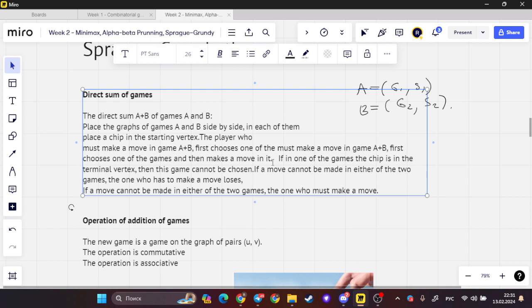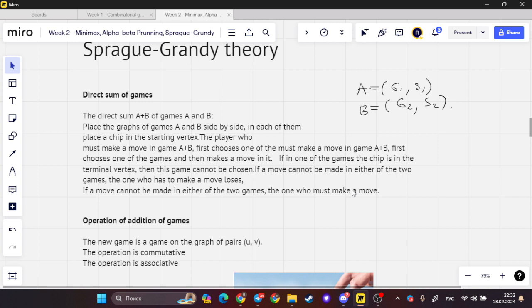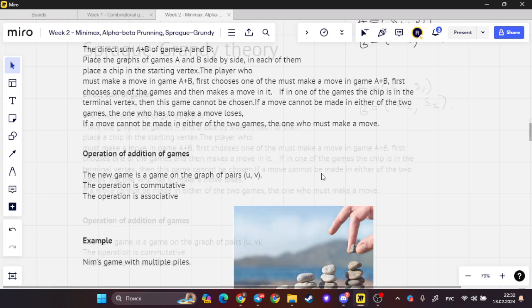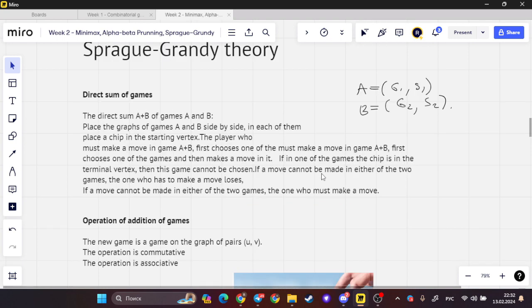And losing and winning are defined in the same way. If a move cannot be made in either of the two games, the one who has to make a move loses. And that's it. Okay, we define the direct sum. I forgot to say that the two games must be independent.